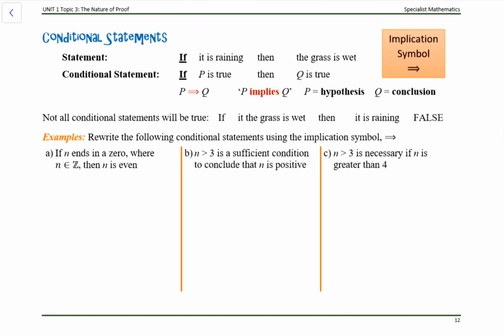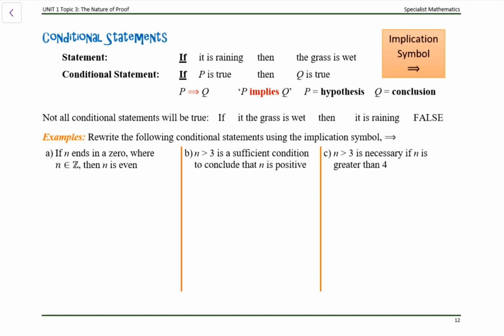Conditional statements. So the statement, if it is raining, then the grass is wet. Okay, the conditional statement is if P is true, then Q is true, or P implies Q, and we use that double arrow symbol. So P implies Q. P equals the hypothesis. Q is the conclusion. Now note not all conditional statements will be true.